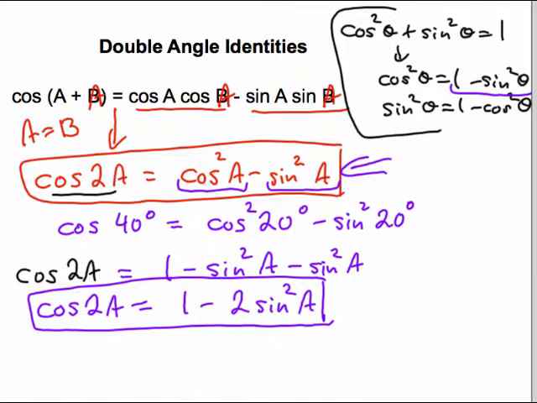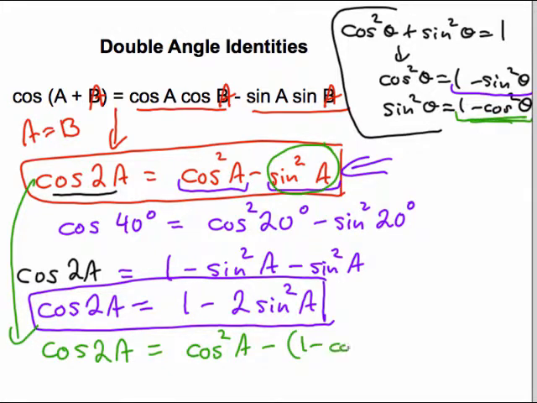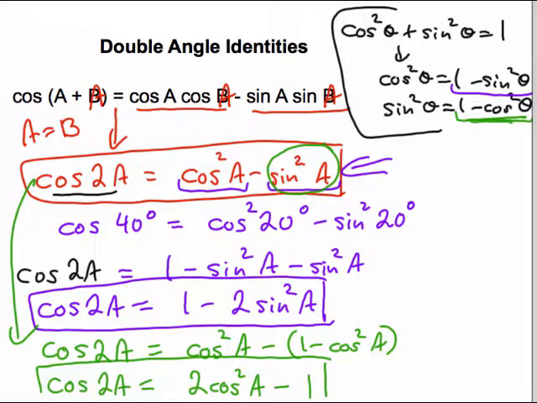And then I'm going to create a third one by taking this result and this time replacing sine squared with 1 minus cosine squared. So I'm going to get cosine squared A minus bracket this, and if I distribute the brackets I get cosine 2A is 2 cosine squared A minus 1. So three different identities for cosine of double the angle.